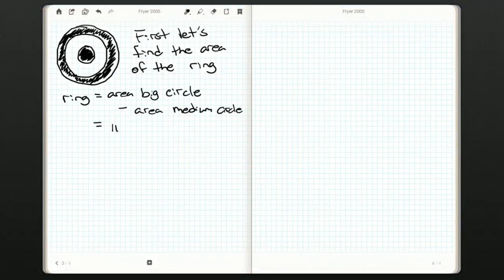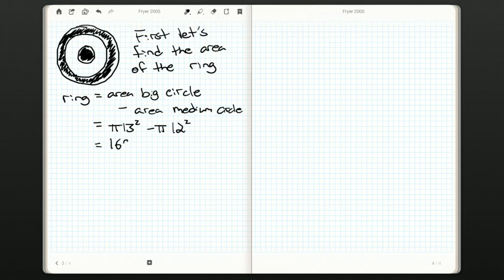Alright, we've done this before. Pi 13 squared minus pi 12 squared. Always remember we need to use that formula pi r squared, and we know the radius of the big one's 13. We know the radius of the medium one is 12. We need to know the radius of that smallest circle. That's what we're trying to figure out overall.